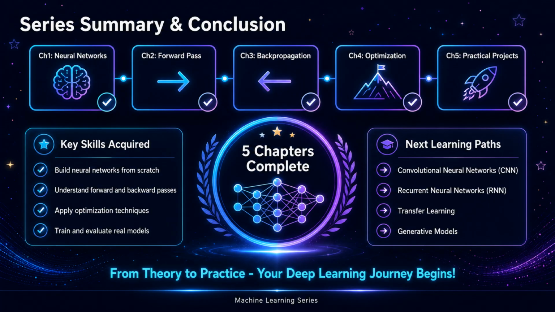You now have a solid foundation in deep learning. For your next steps, consider exploring convolutional neural networks, or CNNs, which excel at image recognition by leveraging spatial structure. Then look into recurrent neural networks, or RNNs, designed for sequential data like text and time series. Finally, explore transformers, the architecture powering modern large language models.